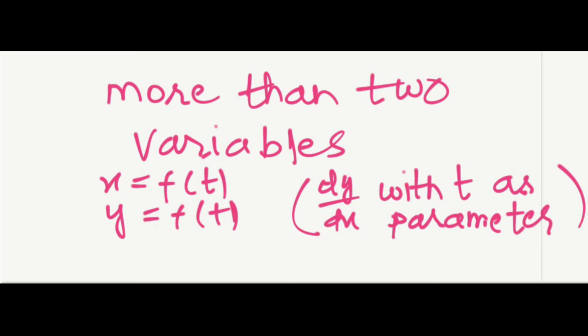And in a parametric equation, we will find dy upon dx with t as their common parameter, because t is in the equation of x also and in the equation of y also. So remember, whenever there are more than two variables, as in this equation we have three variables, these are x, y, and t is their common variable as a parameter. So these are called parametric equations.